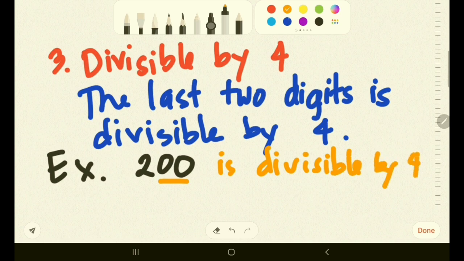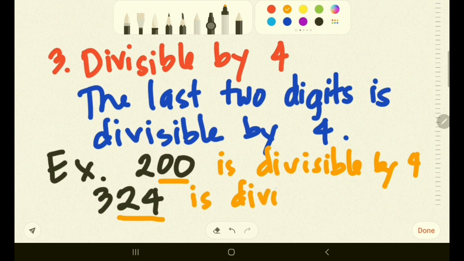Okay, another example. You have here 324. The last 2 digits are 24. Of course, 24 is also divisible by 4, since 24 divided by 4 is 6, a whole number. So definitely 324 is also divisible by 4.